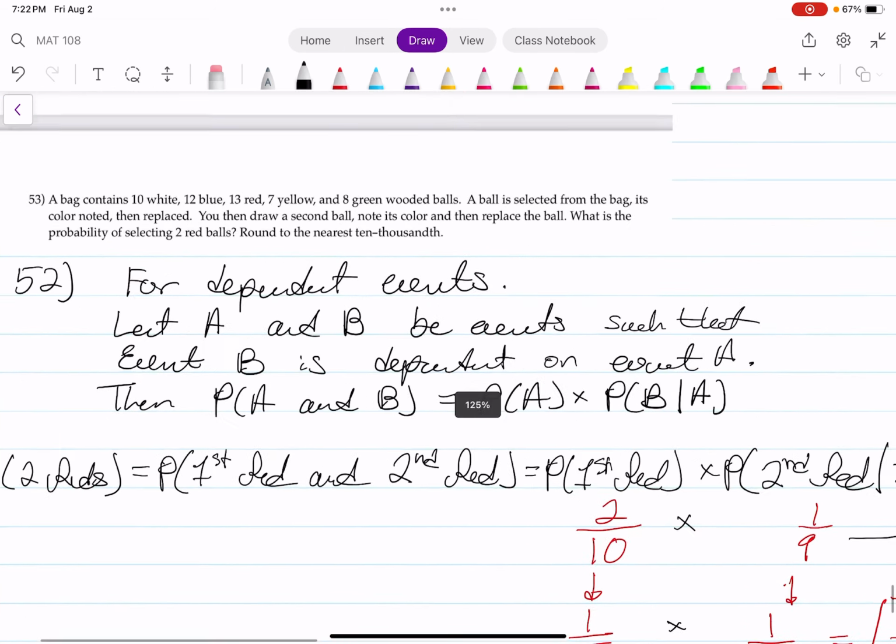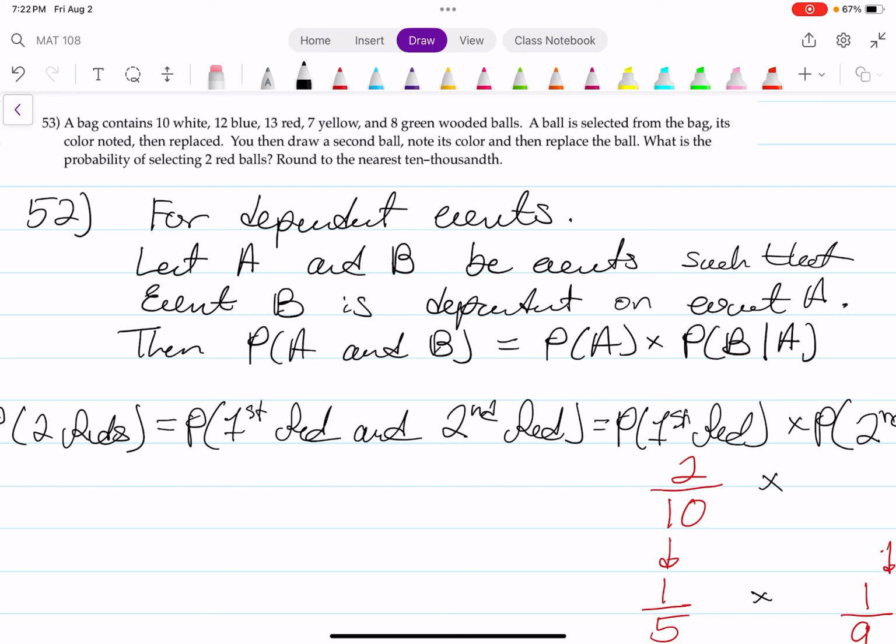Okay, let's read number 53. A bag contains 10 white marbles, 12 blue, 13 red, 7 yellow, and 8 green wooden balls, so not marbles. A ball is selected from the bag and the color is noted, then it's replaced. Then you draw a second ball, note its color, and replace the ball. What is the probability of selecting 2 red balls? Round your answer to the nearest 10,000th. So that means round your answer to 5 numbers after the decimal, if possible.